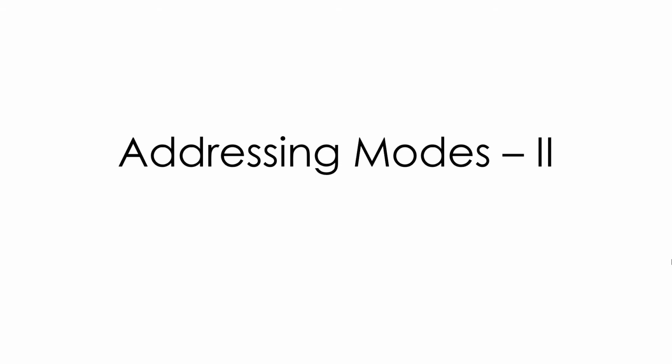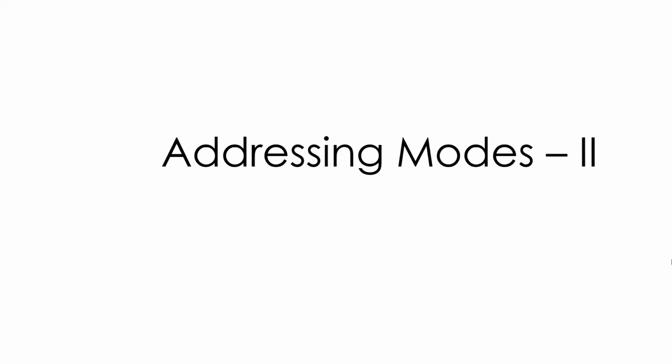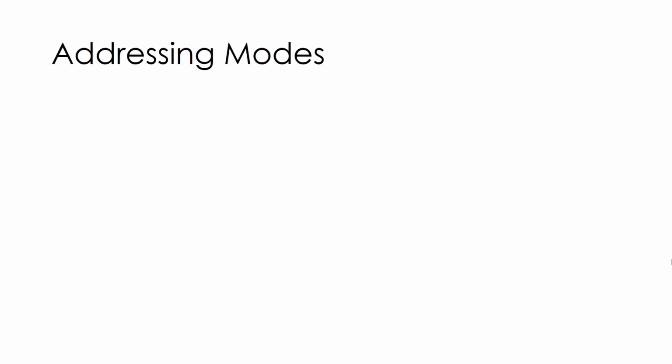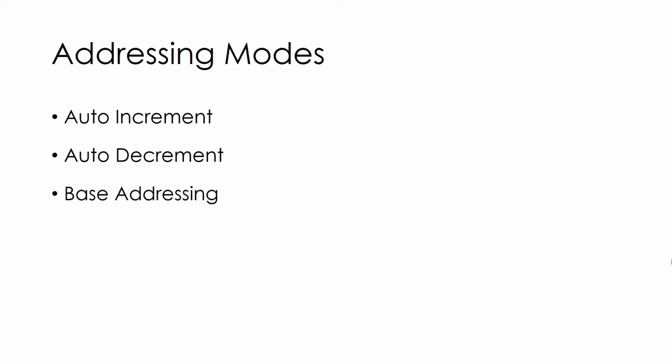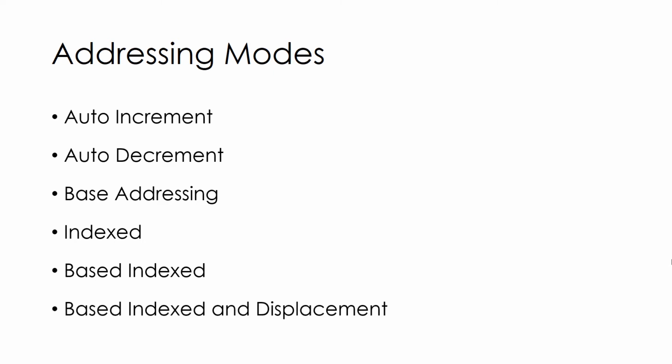This is part 2 of a series of 2 videos. If you have missed part 1, then I recommend you to check it first. Link is given here on top of the screen. Let's get started with which addressing modes we are going to discuss in this part: auto increment, auto decrement, base addressing, indexed, based indexed, and based indexed and displacement.